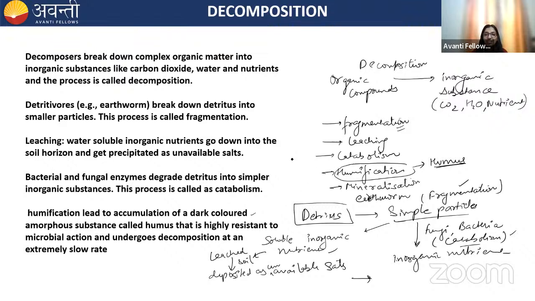And humus is generally formed before the catabolism step, okay? So once the humus is formed, the microbes will act on the humus and degrade it so that the minerals get released into the soil.